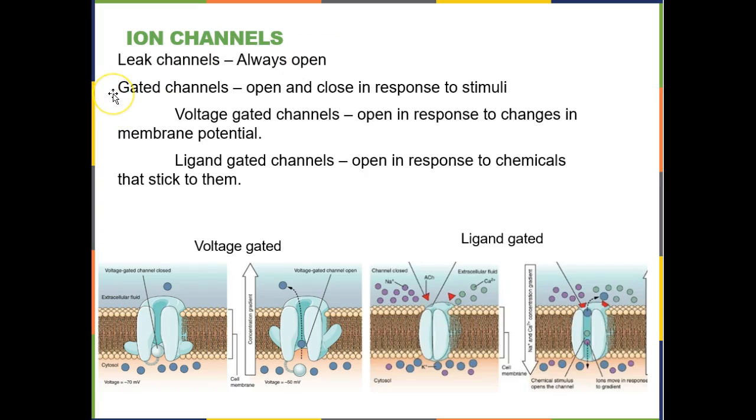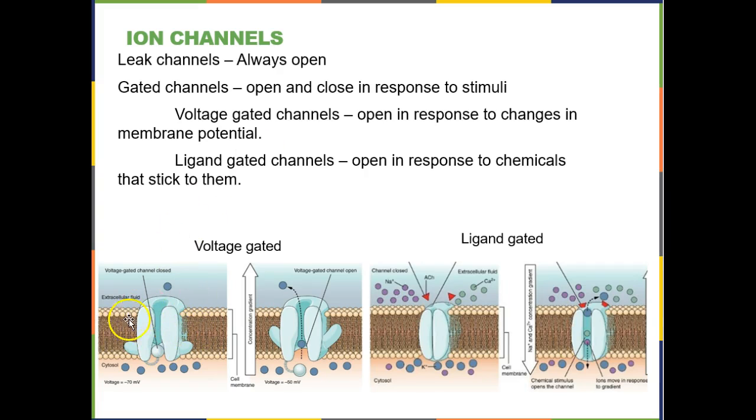Some channels can open in response to stimuli. Those are called gated channels. They have the ability to open and close. Generally speaking, all of your gated channels are closed most of the time, and then open under special circumstances. So if you have a voltage-gated channel, this is a channel that will open in response to a change in voltage or a change in the membrane potential.